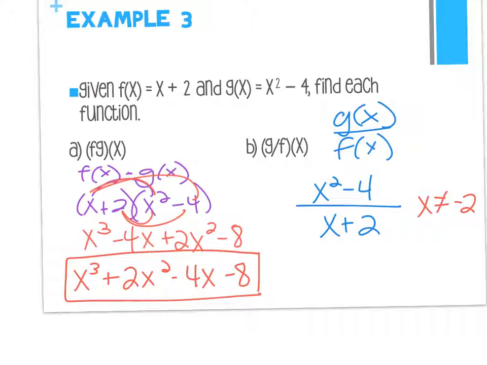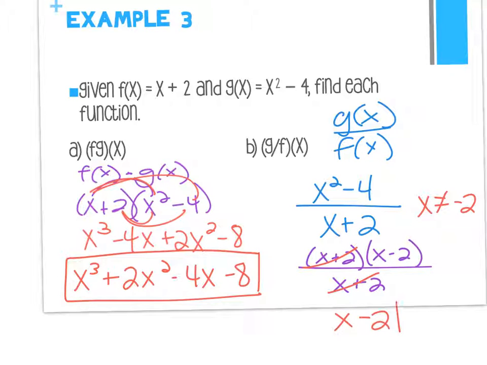Now, can I factor the top? What would the top look like if it was factored? Good. x plus 2 times x minus 2, it's a difference of two squares, over x plus 2, and then the x plus 2's cancel, and I'm left with just x minus 2. So x minus 2 is what g over f of x would be, but the restriction is that x cannot equal negative 2. Questions so far? Okay, so I'm going to stop there.